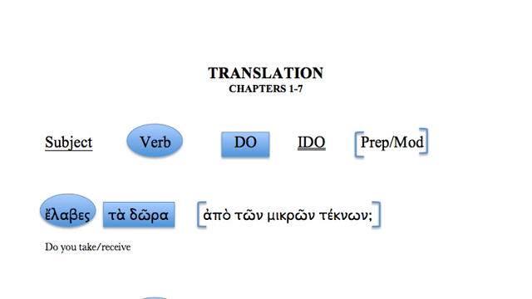Well, we need our direct object, which defines for us what is being taken or received, and they are ta dora, the gifts. Do you take or receive the gifts? And now we have our prepositional phrase, apo ton mikron teknon, that is further modifying ta dora. Do you take the gifts from?